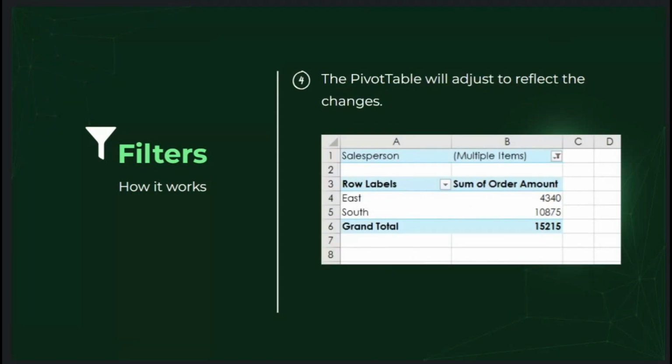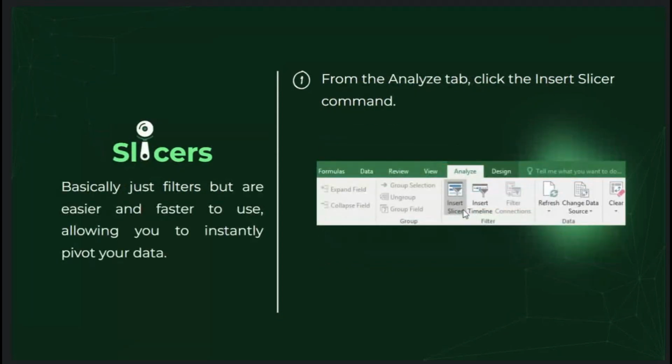And then moving on, we also have here yung slicer. So it's basically just filters but are easier and faster to use, allowing you to instantly pivot your data. Slicers make filtering data in pivot tables even easier, no? So if you frequently filter your pivot tables, you may want to consider using slicers instead of filters.